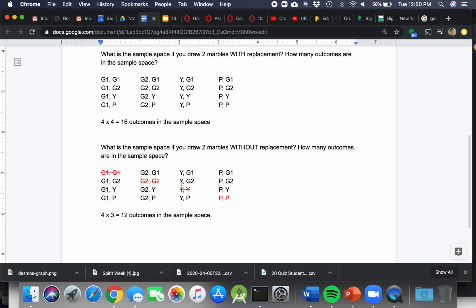Similarly, if your first draw was yellow, your second draw could not be yellow. If your first draw was purple, your second draw could not be purple. So those ones go away, but all these other ones are fine. And so you can see then that our list is reduced down to 12 outcomes. If you wanted to do this in a shorter way, 4 times 3 gives you 12. Why 4 times 3? Because the first time you're picking from 4 marbles, but then the second time you've taken one out, and so you're only picking from 3 marbles. So that's why it's 4 times 3, which gives us just 12.